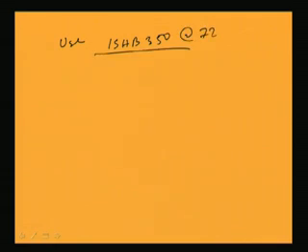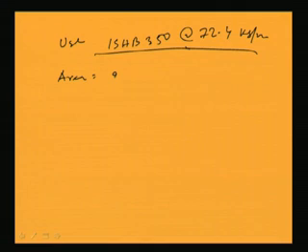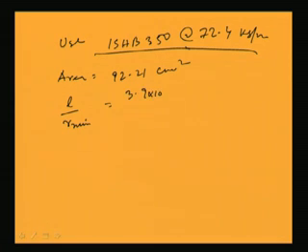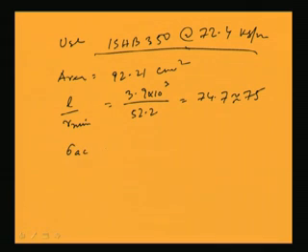Now if we redesign, say use ISHB, a different type of I section, 350, 72.4 kg per meter is the weight. So what we can get here is area, that is 92.21 centimeter square. L by R minimum will be, L is 3.9 and R minimum is 52.2, becoming 74.7, so 75. So now we can find out sigma AC value from table 5.1, that we are going to get 106.5.